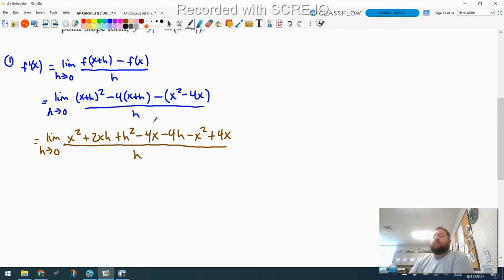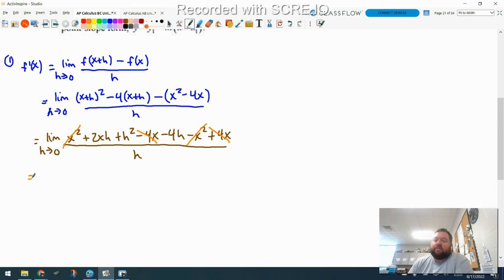Okay, so what should happen after you've multiplied everything out is anything that does not have an h attached to it should cancel out. So this x squared, no h attached, there should be a negative x squared somewhere to cancel that out. And there is over here. This has an h, so it's going to stay. This has an h, that's going to stay here, negative 4x. So there should be a positive 4x somewhere to cancel that out because it doesn't have an h attached to it. And there is over here.